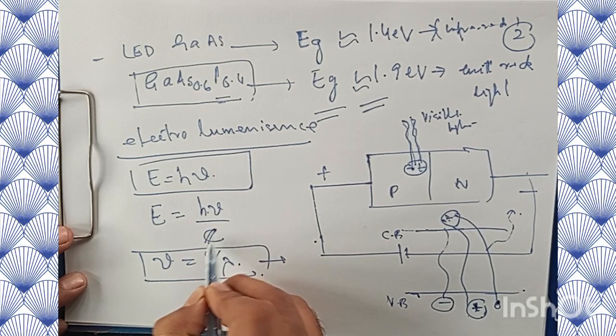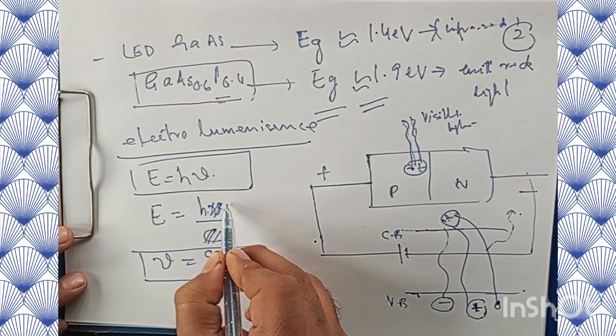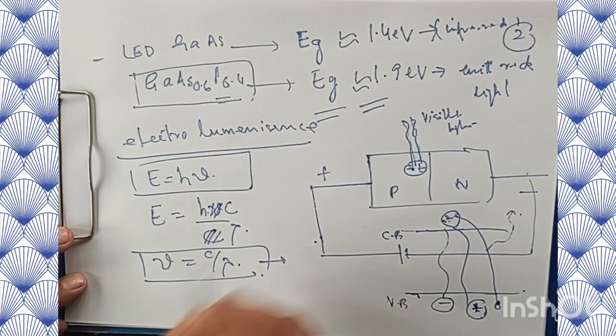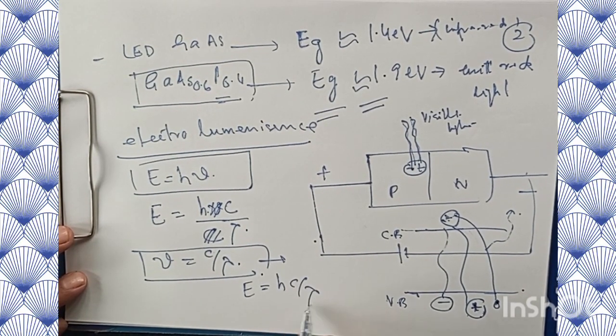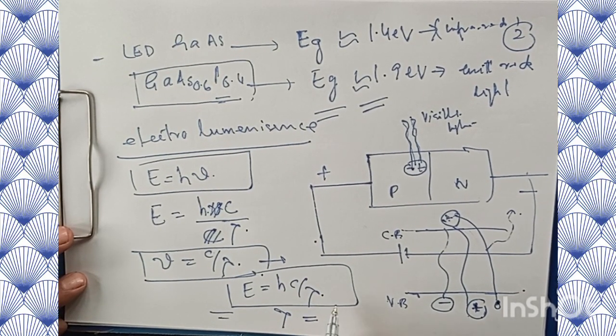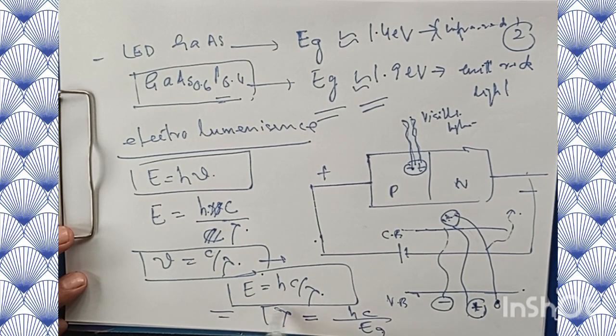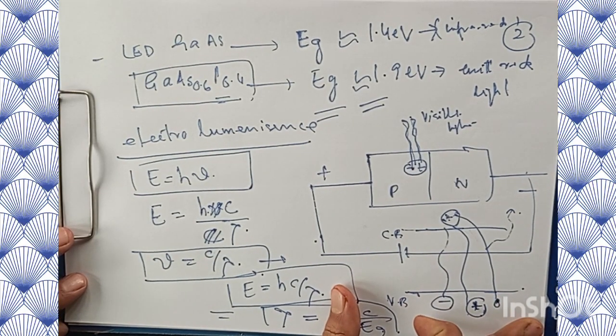This is h nu here, sorry. So this has to be h c by lambda, right? So E is h c by lambda. So we can also have the wavelength. We can calculate the wavelength, and that wavelength will be hc upon energy gap. Now this E will refer to energy gap in this situation.